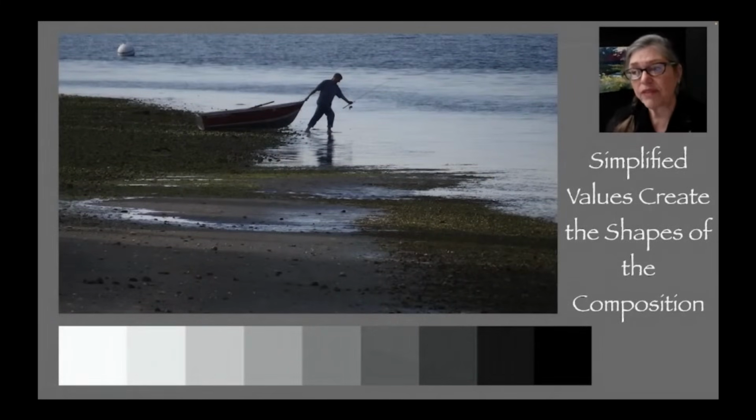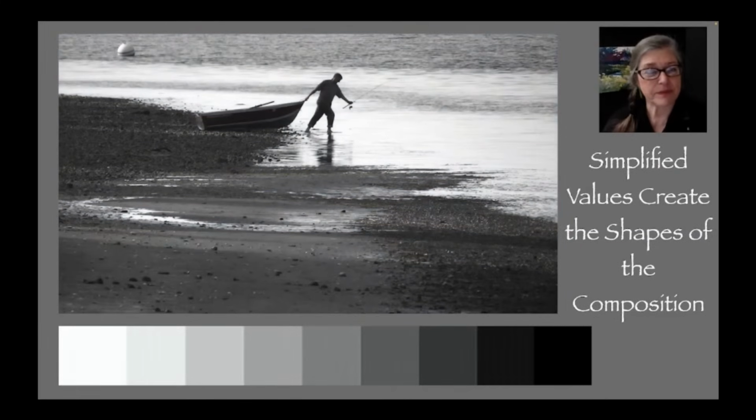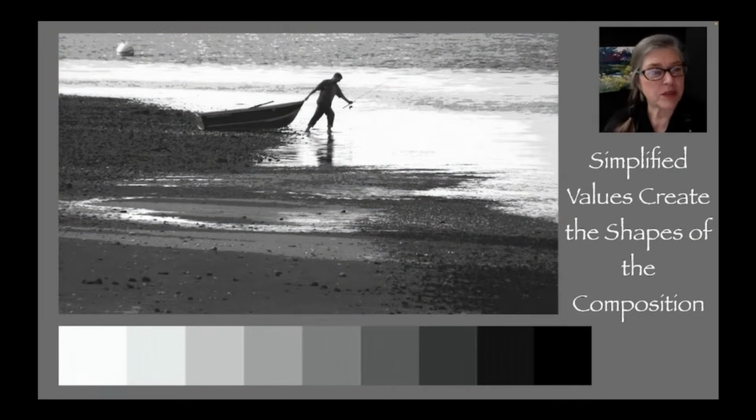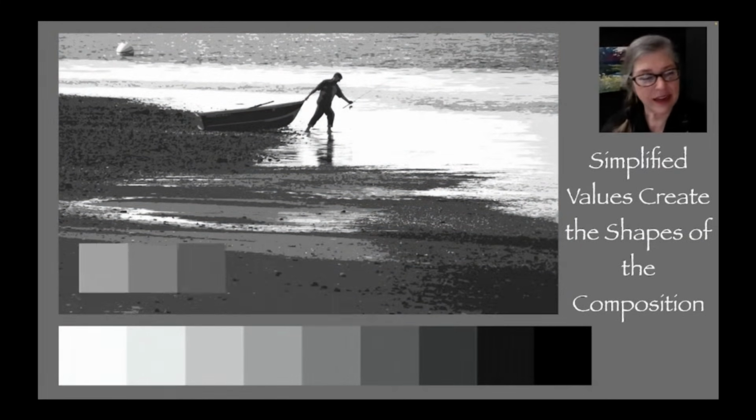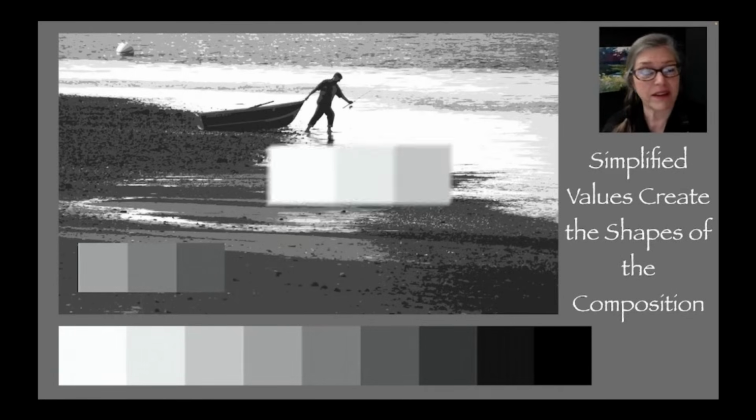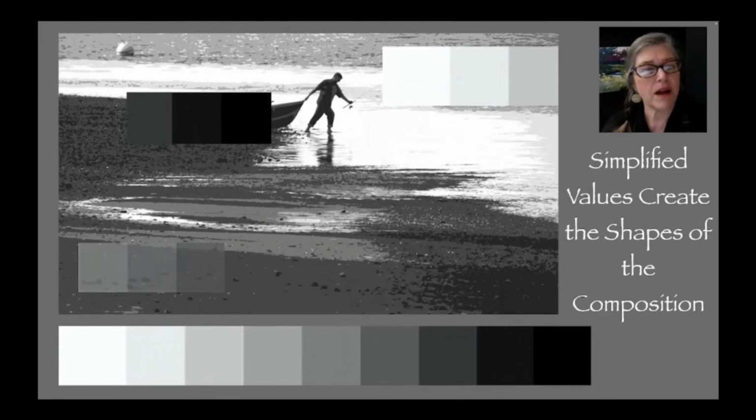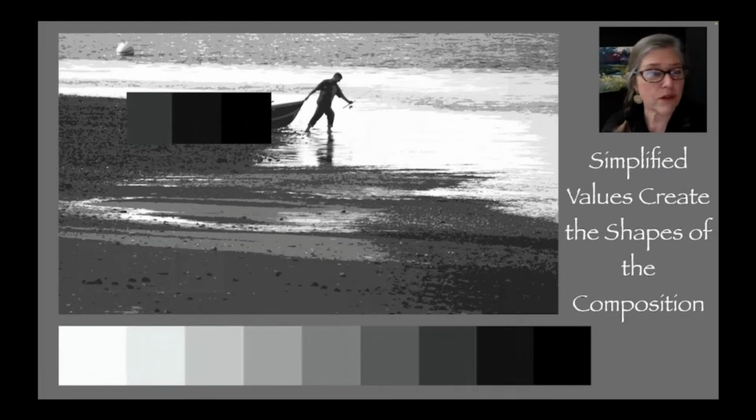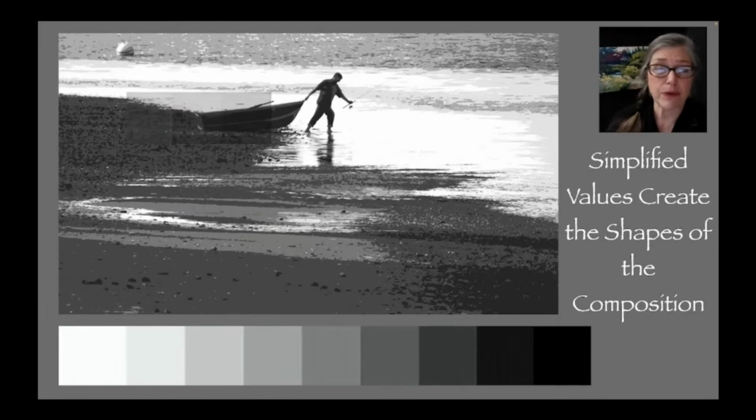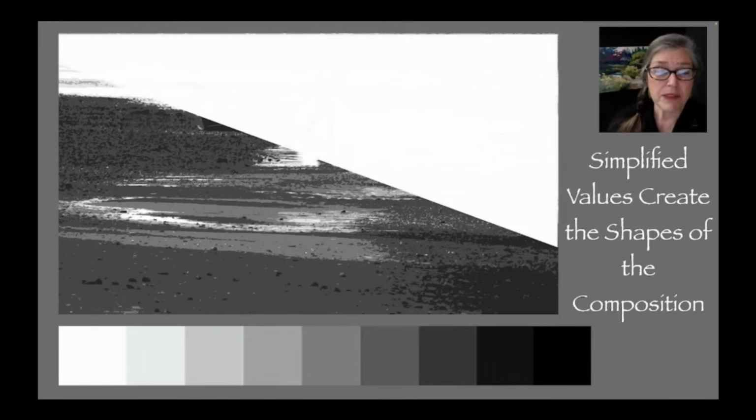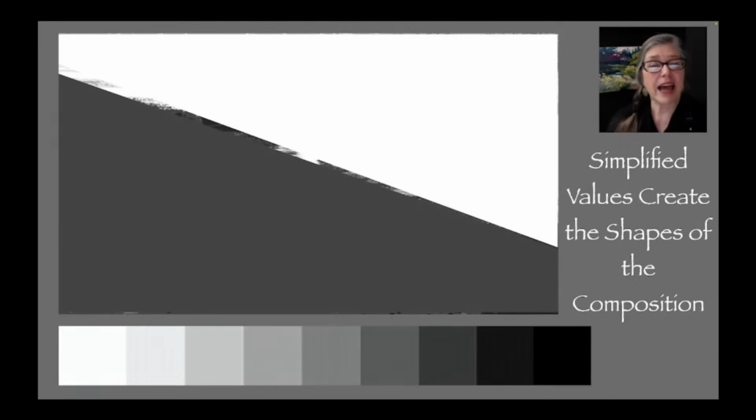Secondly, when we simplify values, those simplified values create the shapes of the composition. I'm turning this little image to black and white and simplifying it and showing how these mid values, the light values, and the small impact of dark values create the overall shapes of the composition that really help the viewer's eye flow through the image. In its most simple form, we can see how your eye flows through the center of the image and these diagonal patterns based on the impact of the light and dark values.